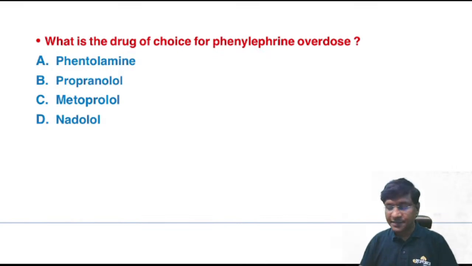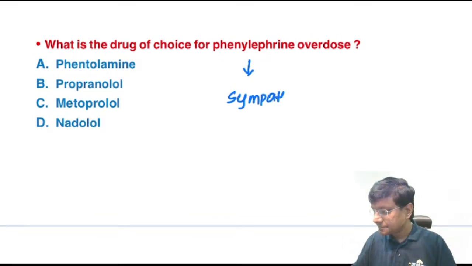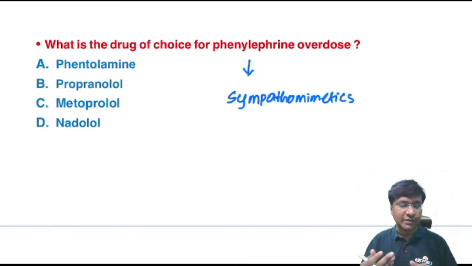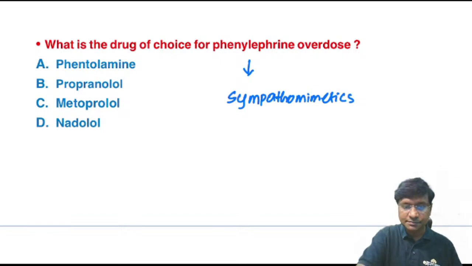Right. Now, let me discuss the phenylephrine overdose. Now, what exactly is phenylephrine? Phenylephrine is nothing but a sympathomimetic drug, right? Now, let me discuss what the examples of sympathomimetics are, what the mechanism of action is, what the clinical features are, and the treatment point of view. Right. Can anyone answer now?